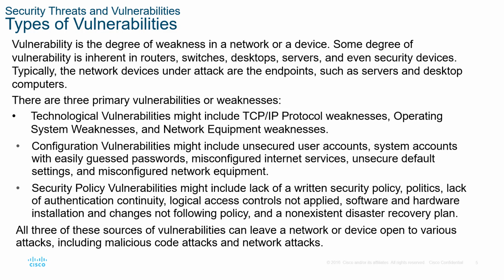So again, types of vulnerabilities. There are three main types of vulnerabilities. Technology vulnerabilities, that's going to be looking at the protocols, the operating systems, the overall networking equipment weaknesses. Second is configuration vulnerabilities. This will include things like unsecured user or admin accounts, system accounts, backup accounts, things of that nature. Misconfigured internet services are a big one. The use of default settings is a huge part of this, or any other type of misconfigured networking equipment.